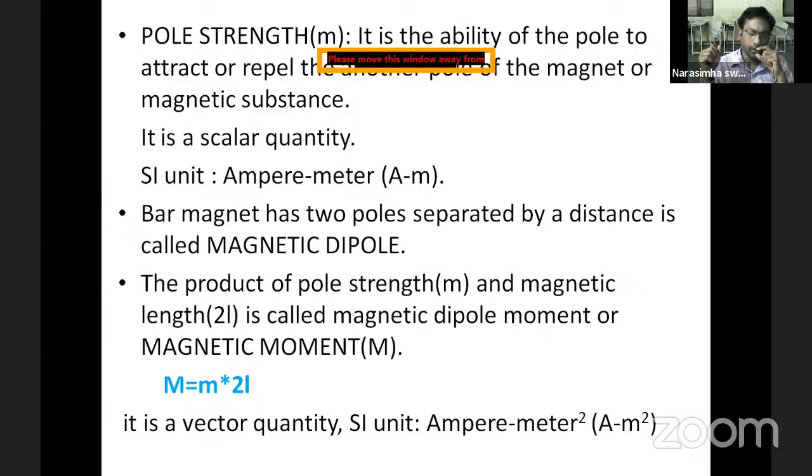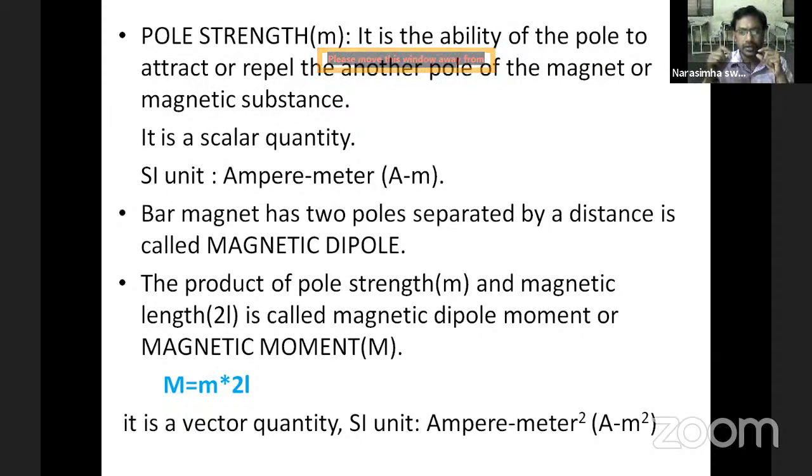Now, the product of pole strength. The pole strength, as we just discussed, is the capacity of either attracting or repelling another magnet. So here comes the magnetic moment. It is the product of pole strength and the magnetic length. What is magnetic length? That we have seen in the last diagram. From the center of the magnet to either side is the distance of the poles from the center of the magnet.